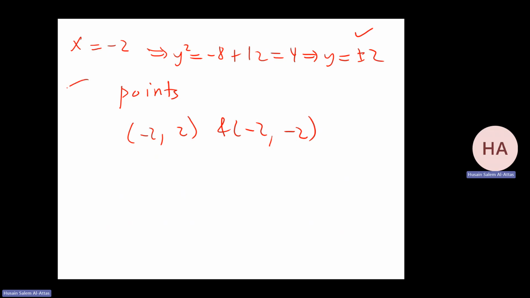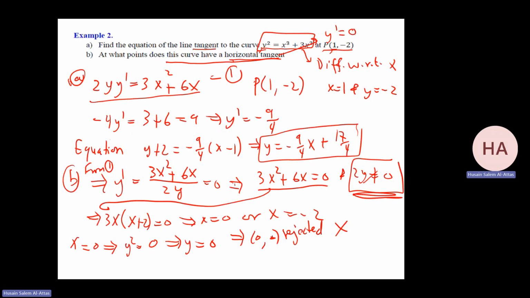So how many points? 2 points, because the question said at what points. So I have 2 points, and these are the points. This is rejected. I hope it's clear. Why rejected? Because this one is equal to 0 if the numerator is equal to 0, but the denominator is not equal to 0. Another problem. Find the value x where the tangent line is horizontal. The same problem.